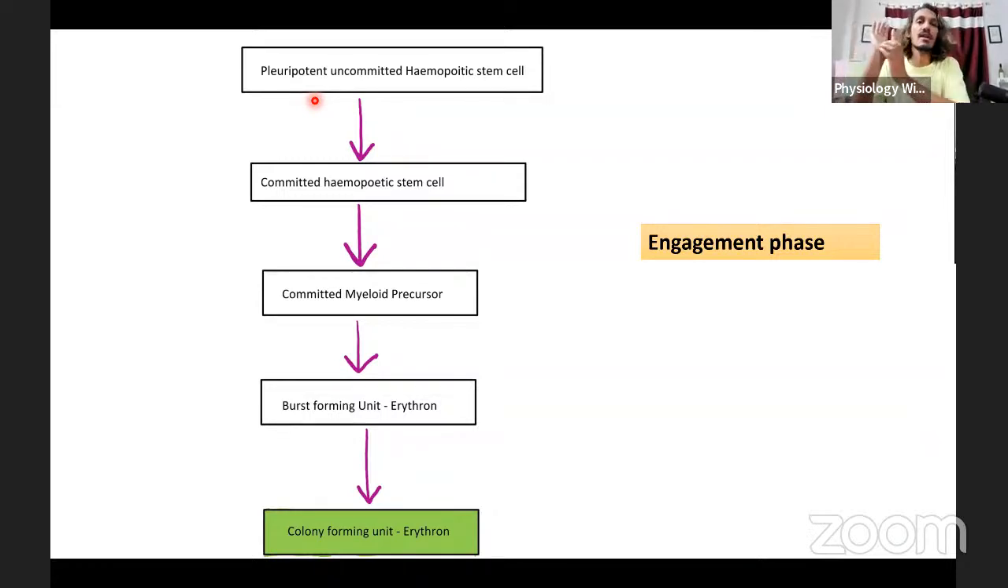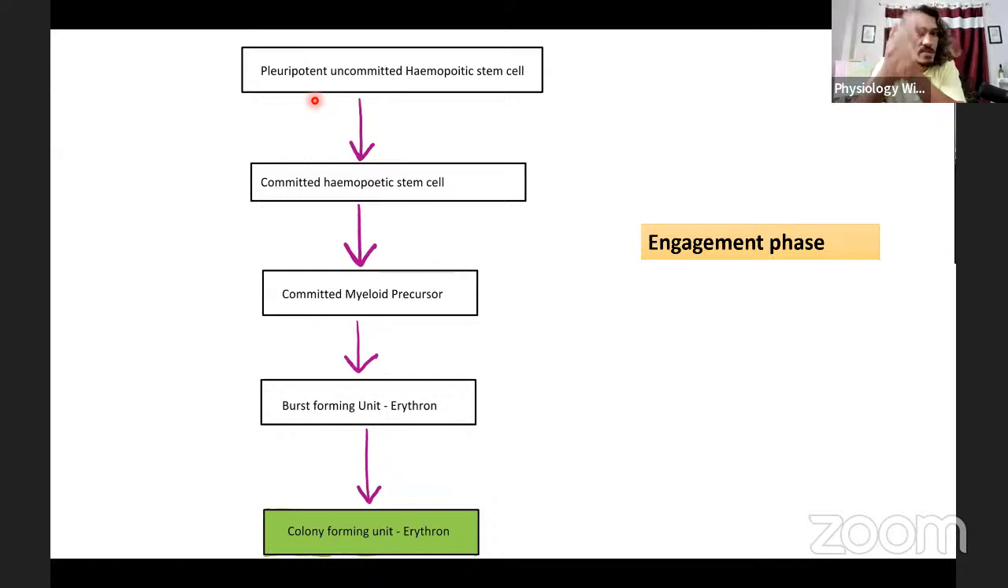Okay, so we have an uncommitted hematopoietic cell that can essentially become any type of hematopoietic cell. That has to be committed into your erythropoiesis. That is your engagement phase. So it gets committed to a hematopoietic stem cell, which is committed, and it goes into a myeloid stage.